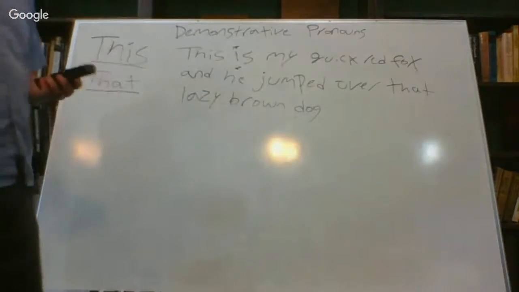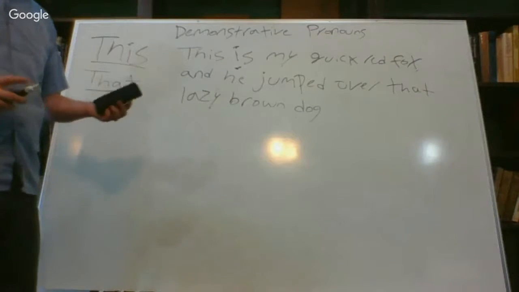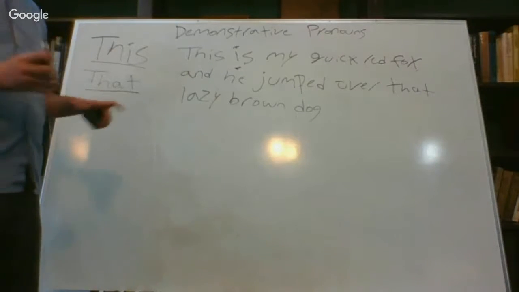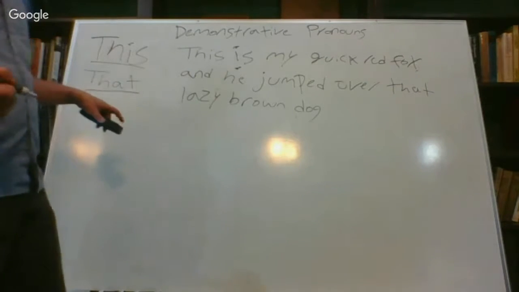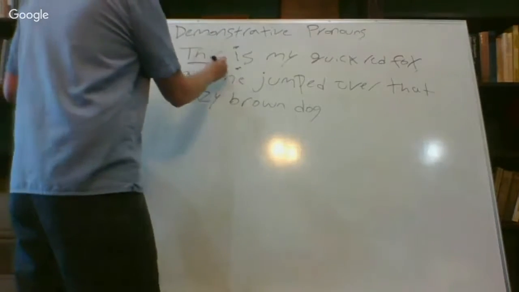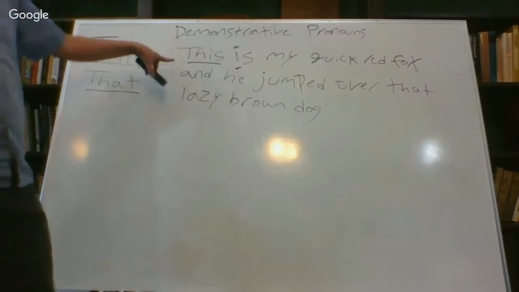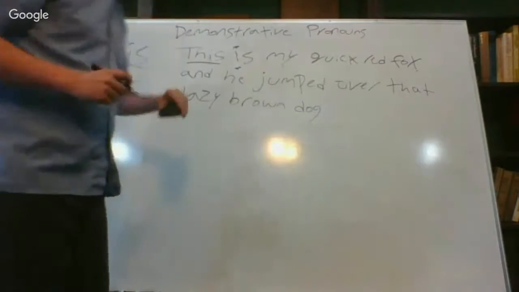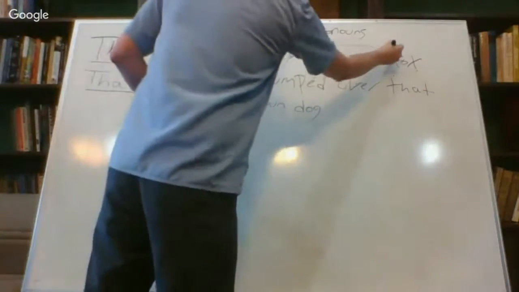All right. So, again, this is our sentence. Normally it's the quick red fox jumped over the lazy brown dog. But we've added a little bit, kind of extended our sentence here. So in the case of this sentence, this is our pronoun, and it's also our subject. This is my quick red fox. But the this here is referring to the fox.